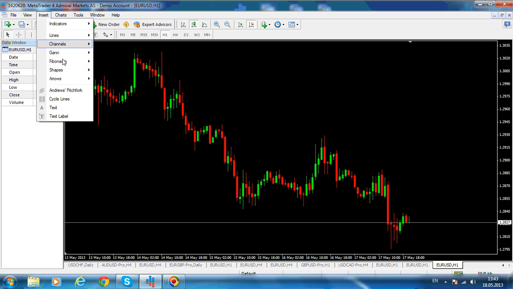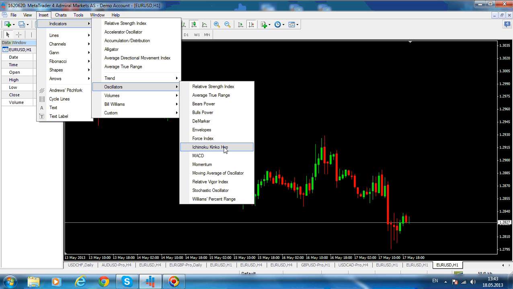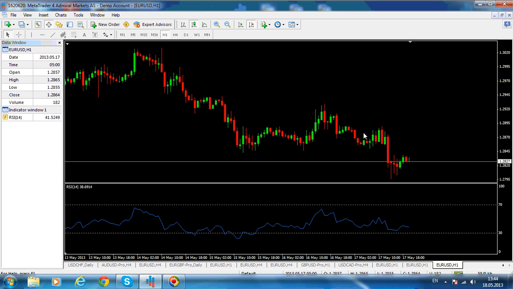So let's take insert, then indicators, oscillators, and relative strength index. 30 and 70 level, click OK, and this is the default setting for the 14th period for this oscillator.